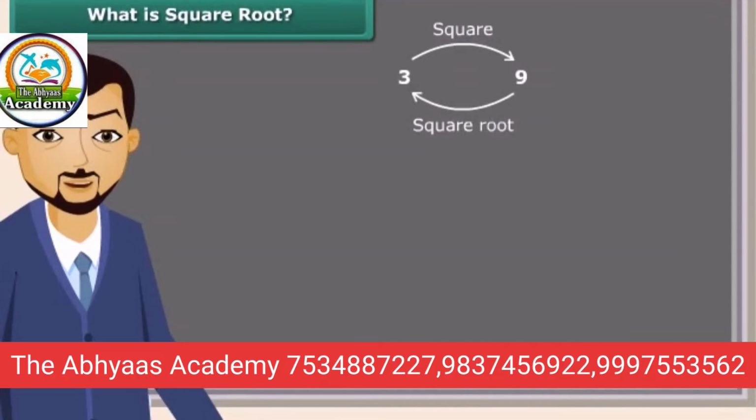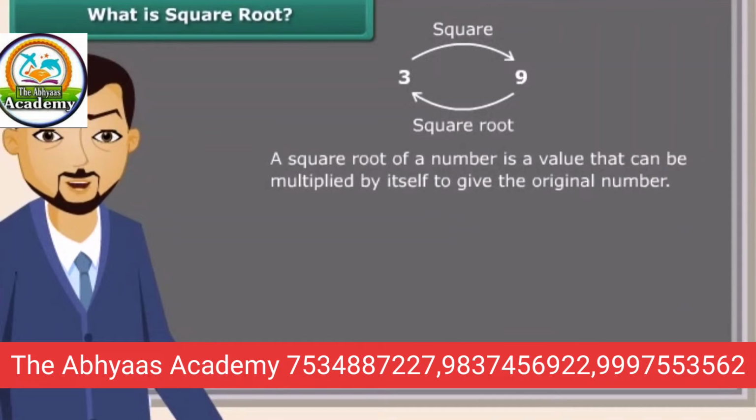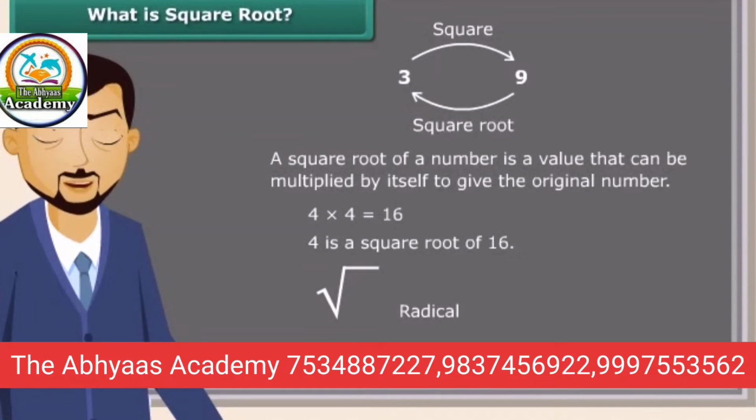Square root is an inverse operation of squaring. It is a value that can be multiplied by itself to give the original number. So we can say when 4 is multiplied by 4, we get 16, which means 4 is a square root of 16. A square root is represented by a special symbol. It is called the radical. We can use it like this. A square root of 25 is 5.